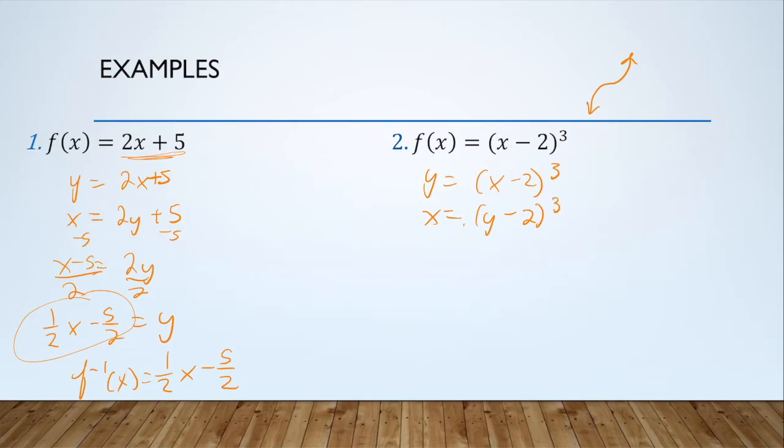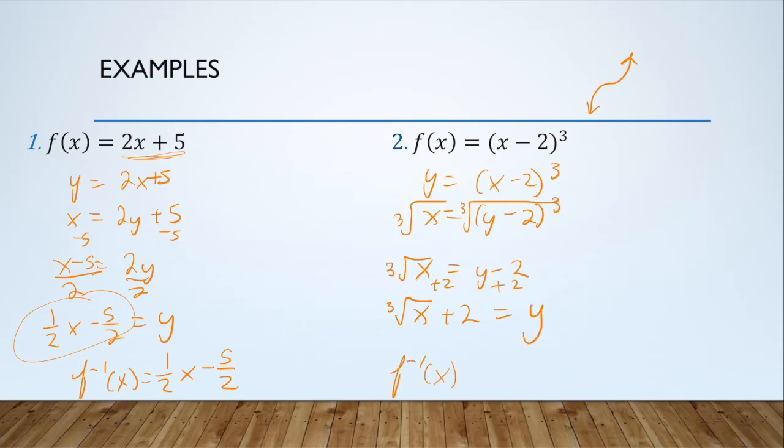I'm going to start by taking the cube root of both sides. So I have the cube root of x equals y minus 2. I add 2, so I get the cube root of x, plus 2, equals y. So that means f inverse of x equals the cube root of x plus 2.